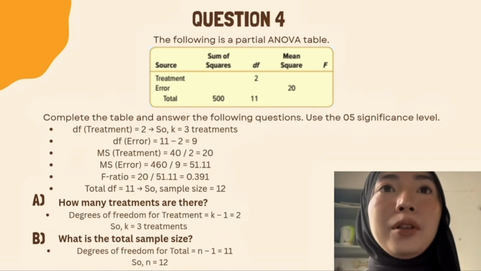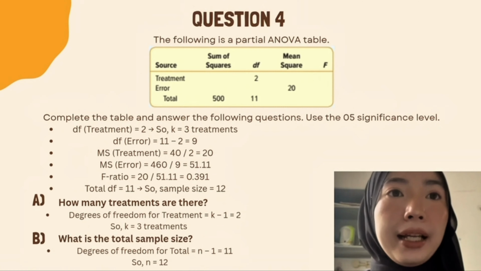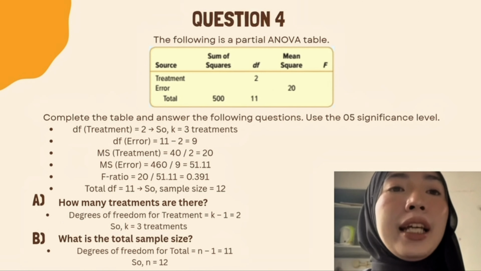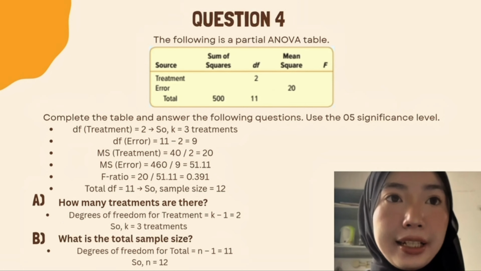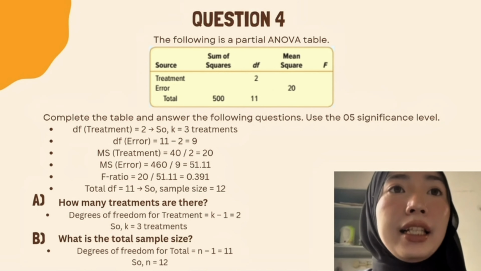We were given a partial ANOVA table with the following values: treatment degrees of freedom 2, total degrees of freedom 11, mean square for treatment 20, total sum of squares 500. Using this, I complete the table and perform the necessary calculations. I calculate the treatment sum of squares: SS equals MS multiplied by DF, equal to 20 multiplied by 2, equal to 40. Then I calculate the error sum of squares: total SS minus treatment SS equals 500 minus 40, equal to 460. The error degrees of freedom is total DF minus treatment DF, equal to 11 minus 2, equal to 9. Mean square for error is 460 divided by 9, which gives 51.11. The F ratio is MS treatment divided by MS error, equal to 20 divided by 51.11, equal to 0.391.